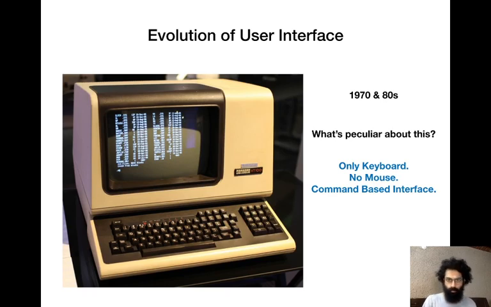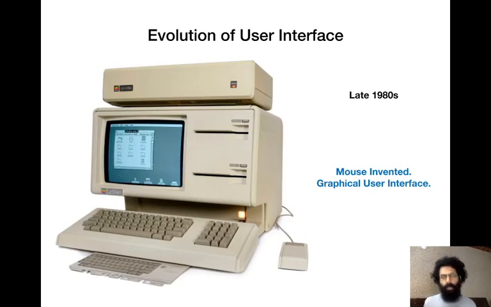So that was the 1970s and early 80s. Then came the Macintosh in 1984, and it was one of the first computers with a mouse. And what the mouse signifies is GUI, graphical user interface.